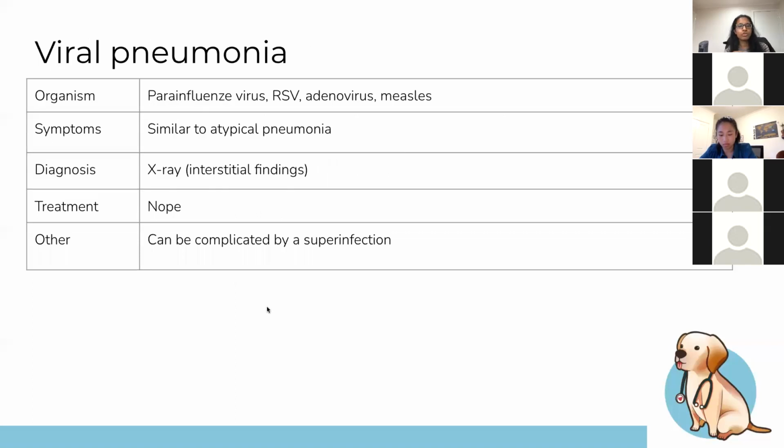All right, so viral pneumonia, I'll just skim through it very quickly, but it's caused by viruses such as RSV or parainfluenzae. These symptoms are really similar to atypical pneumonia. And yeah, that's pretty much it for today.